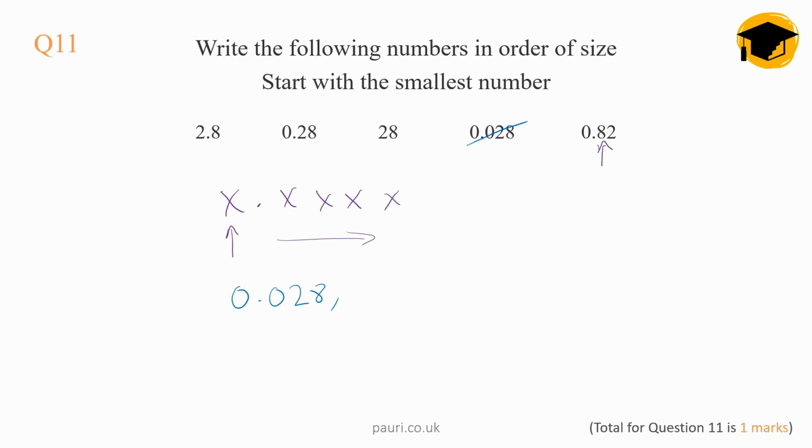The next is looking at the hundredths column. I've got a 2 and an 8. 2 is smaller than an 8, so that goes next. 0.28, then 0.82. Let's cross those out now that we've done those, and we're left with 2.8 and then 28.